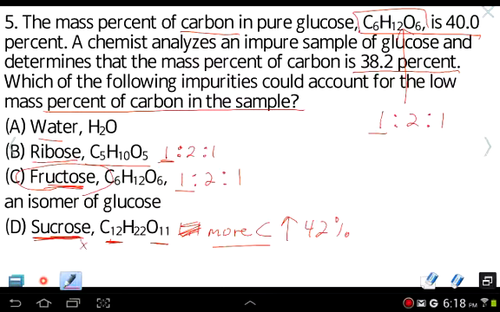The answer all along was water, because water is H2O. So water is 1 part hydrogen, 2 parts oxygen, but there is no carbon in there, which means if you have water in the sample, it'll show a lesser amount of carbon because water does not contribute any carbon to it. So water is actually the correct answer here, and that would be a logical type of question.